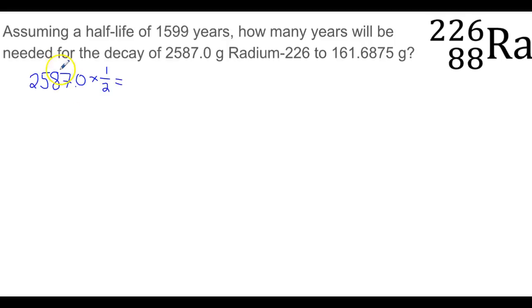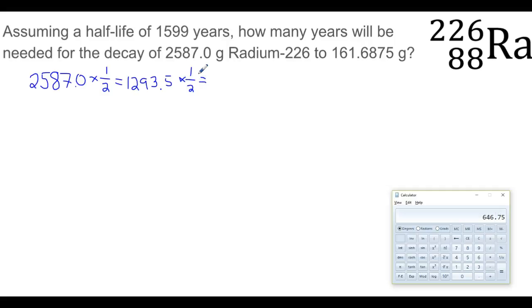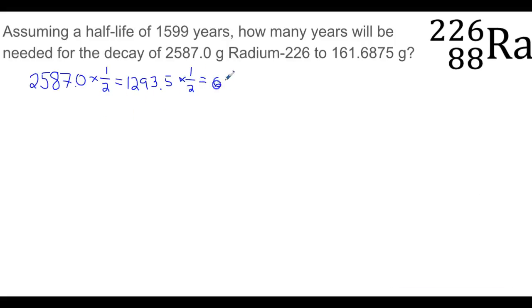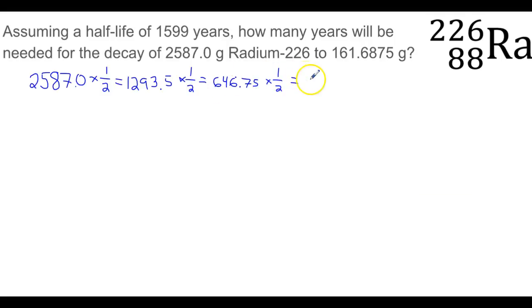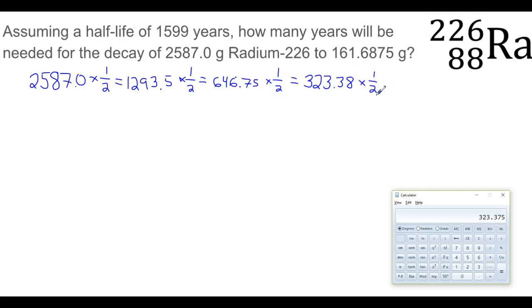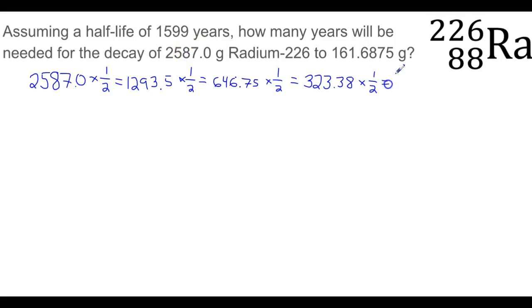We're going to start with 2,587 times 1 half, so let's assume 1 half-life. That's going to give me 1,293.5 grams. Okay, I'm not there yet. Let's multiply it by half again. That's going to get me to 646.75 grams. Still not there. Multiply it by half again. 323.38. Multiply that by half again, and finally now I'm going to get to the 161.6875 grams.